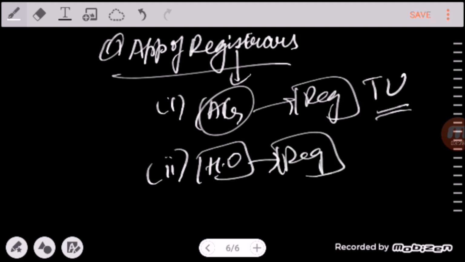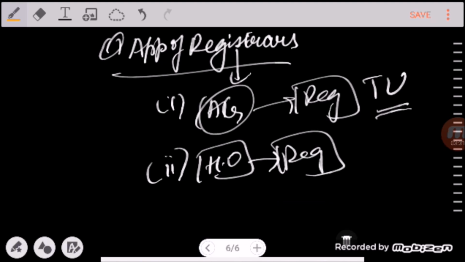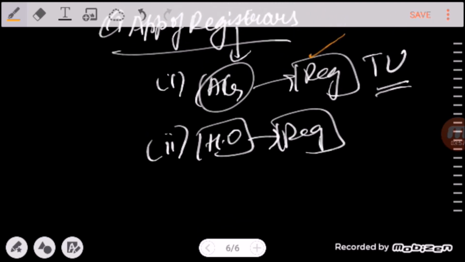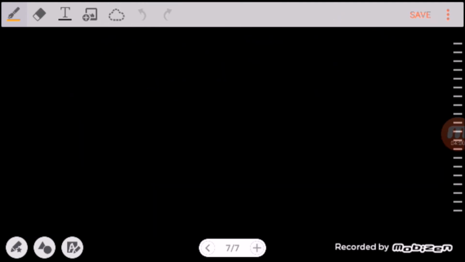So what is the meaning of registrar? It means the registrar appointed by the appropriate government, or the registrar appointed for the state in which the head office of the trade union is situated. The appropriate government may also appoint as many registrars of the trade unions as it thinks fit and necessary. Now we'll discuss the powers of registrars. This is the second point, powers of registrars.